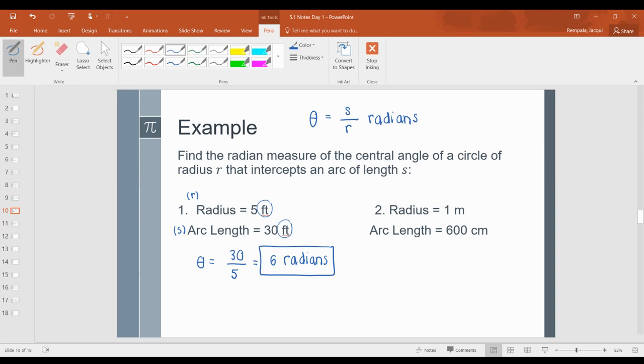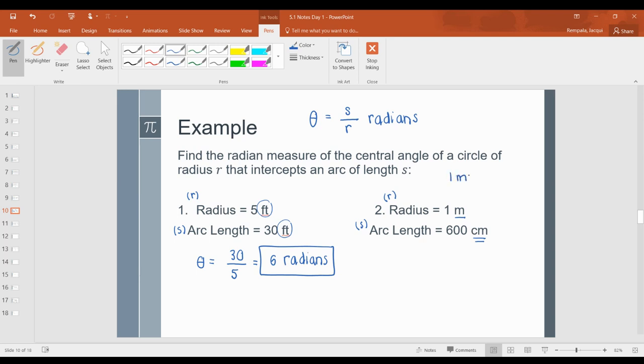In the next example, we have a radius of 1 meter, so that's the R. And we have an arc length of 600 centimeters. That's the S. Notice this time, the units are not the same. One is in meters and one is in centimeters. Like I mentioned in the last problem, you have to have the same units in order to use that formula. So now we have to think about unit conversions.